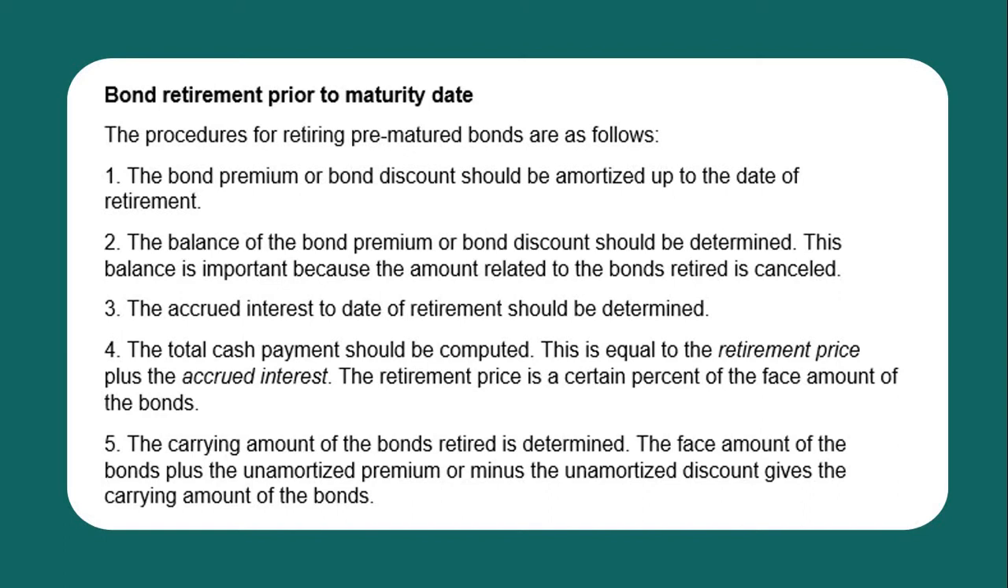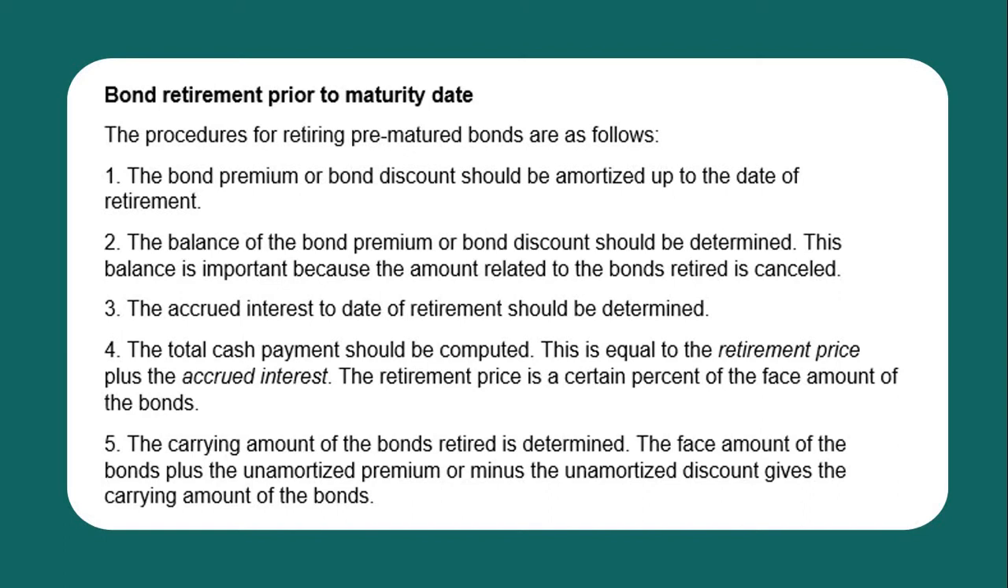Next, step 3, the accrued interest to date of retirement should be determined. So, kanus-a ka or kanus-a mag-start ang imuhang accrual of interest. Okay? That will start from the last interest payment until the date of retirement. Okay? So, mao na imuhang i-accrue. Gikan sa last interest payment hangtod sa date of retirement. That is the amount of interest to be accrued.